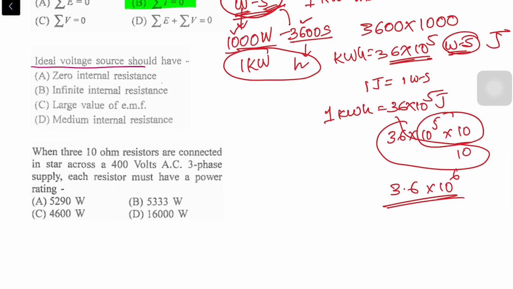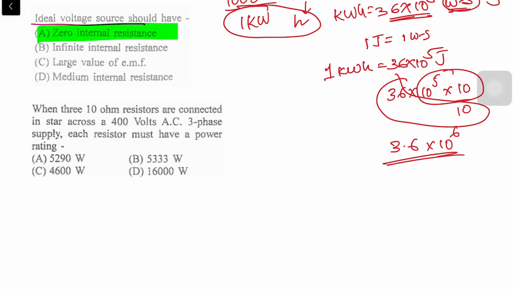Next, ideal voltage source should have zero internal resistance, and ideal current source must have infinite internal resistance. So this is for ideal current source.